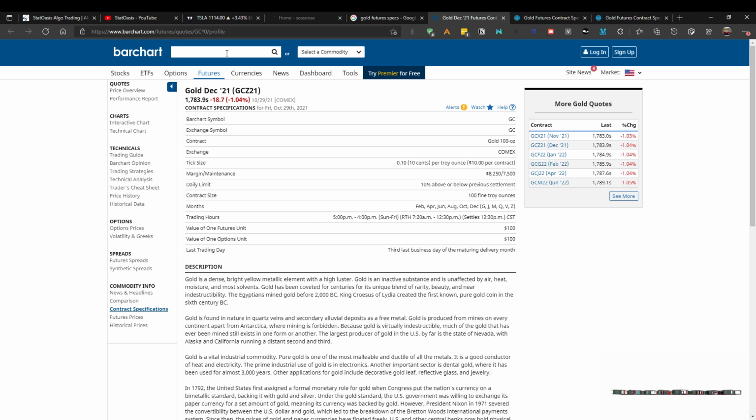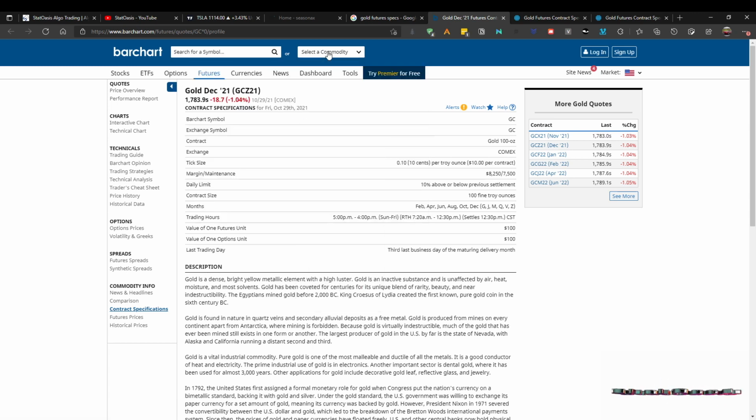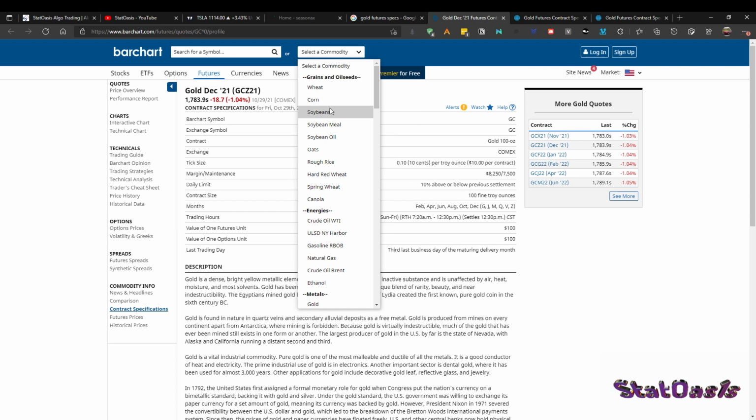And you can actually probably Barchart is better. So let's try maybe silver. Silver futures is SI. This is Silvergate Capital. Let's try corn.